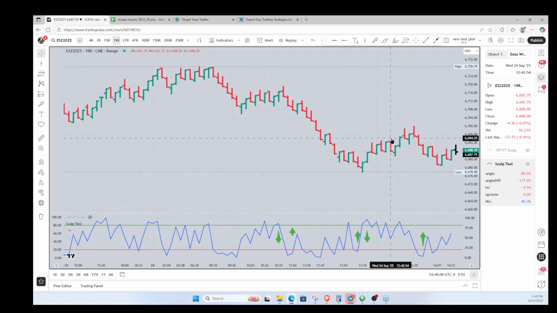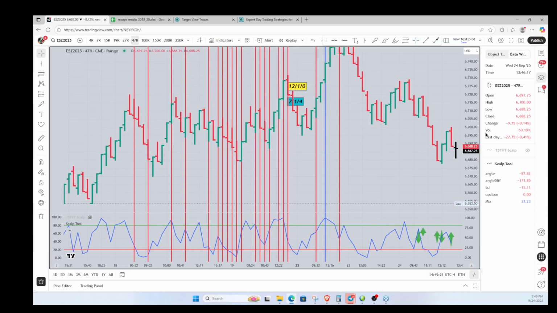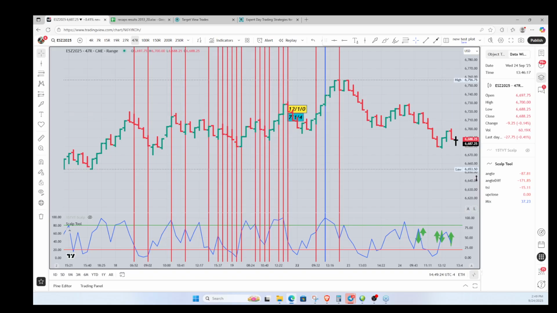A higher range gives a much higher probability of success. I mean, this has got great probability of success right here, but this is a 19 range on the ES. If you do go to a higher range on these, you're just going to have a lot fewer trades. But it's all the same stuff.